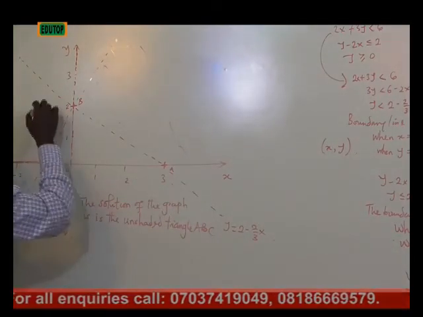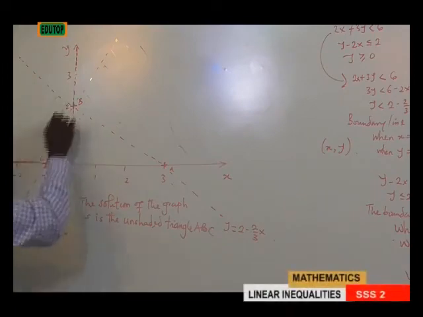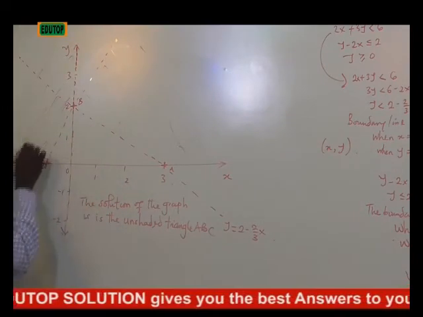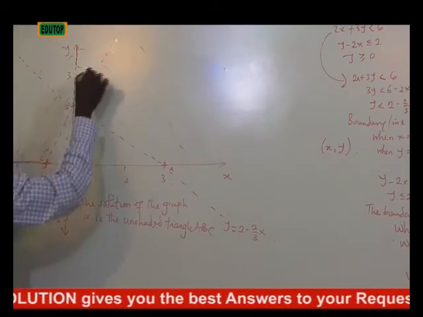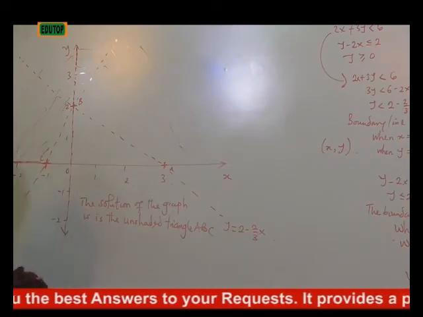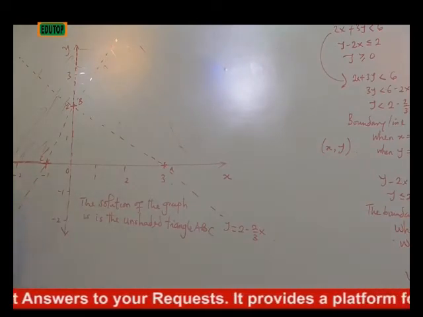this region too will be shaded, this region too will be shaded. So where you don't have shade is just the triangle, which is ABC, and that is where the solution will be.